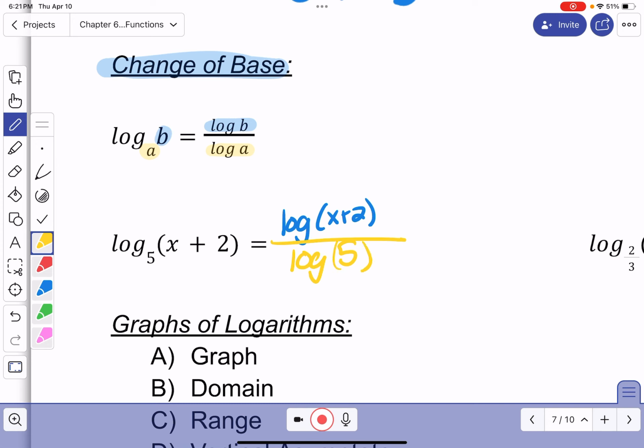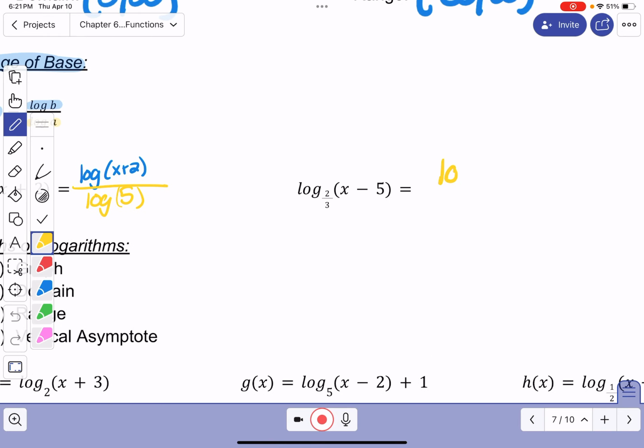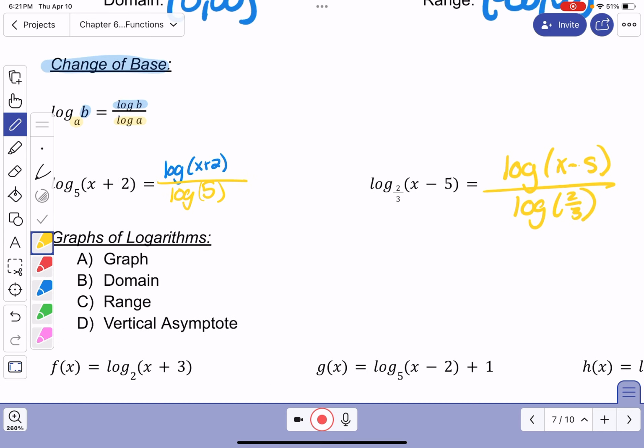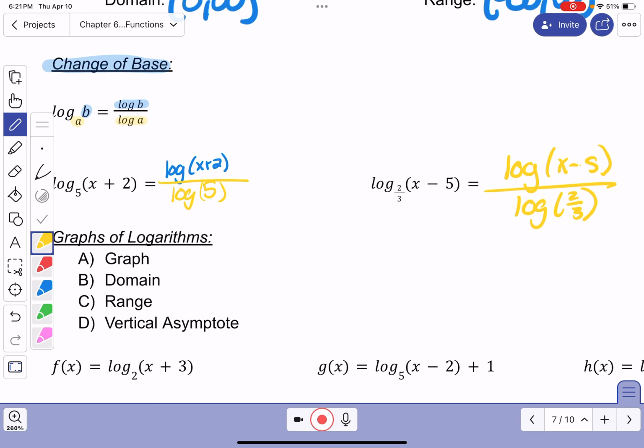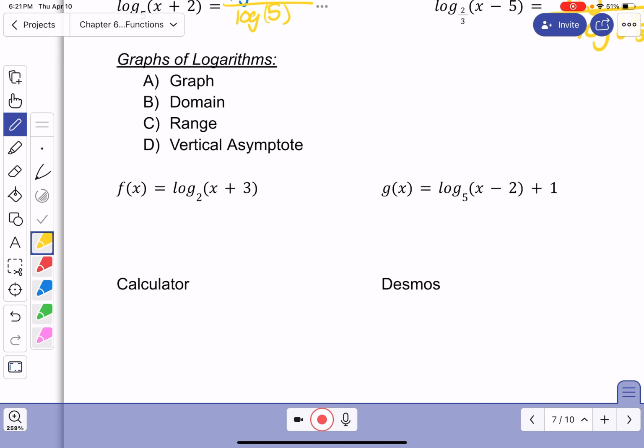And now the base of both of those is 10, but the arguments are different. So if I did this one, it would be log of the argument over log of the base. Now we would be able to type that in the calculator. So change of base is very helpful. So let's talk about graphs of logarithms, okay? If you graph it, you might as well do it on the calculator. That's going to make your life easier.